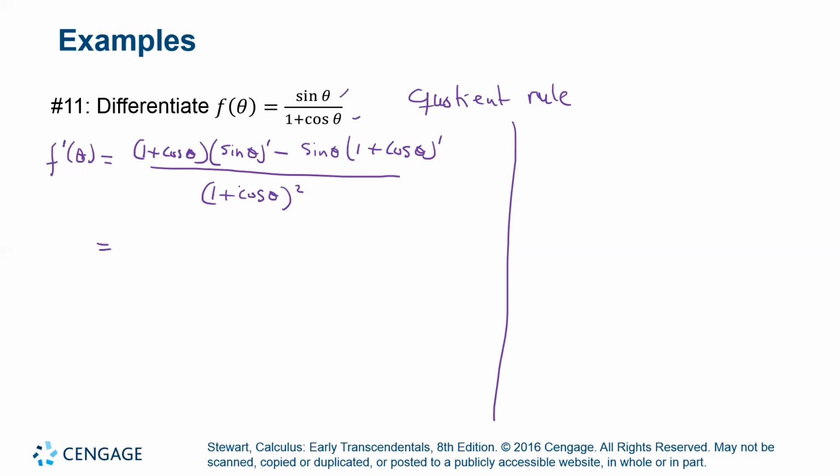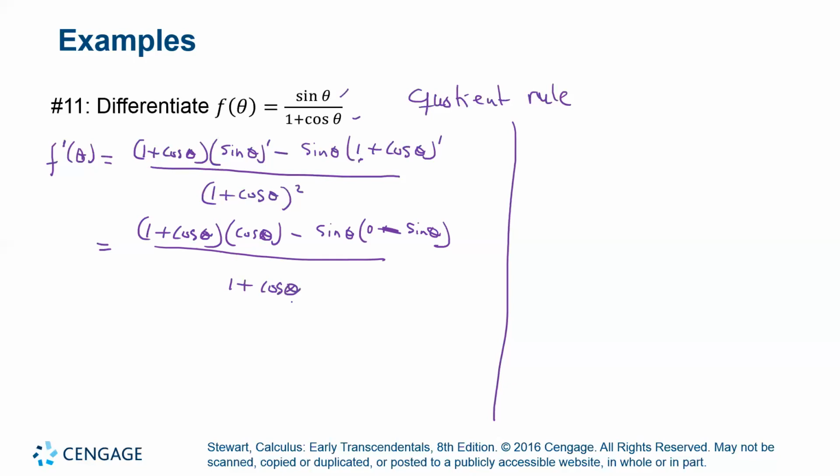Okay. So the next step will be 1 plus cosine of theta times, if you differentiate sine, you get cosine theta, minus sine theta times, if you differentiate 1, you get 0, and if you differentiate cosine, you get minus sine theta. Now, all divided by 1 plus cosine of theta, all squared. I was tempted to write the word x because I'm writing that so frequently that it becomes generic.